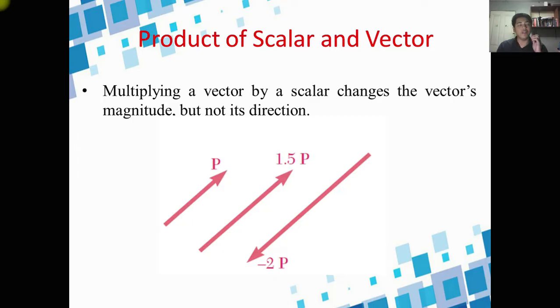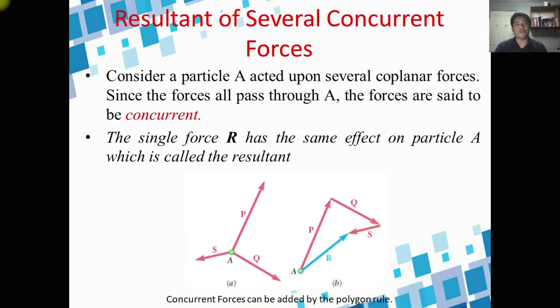But if the scalar is negative, then definitely the direction of the vector will be reversed. So in this case, we have this vector P and this -2P, where we multiplied -2 by our vector P. Because of the negative sign, it reverses direction. And because of the 2, the length of this is now twice that of this, but in the opposite direction. That is the product of scalar and vectors.